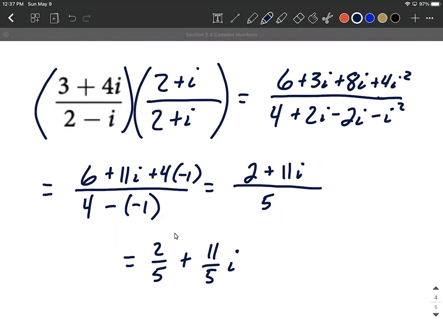All right, hope this helps out as you're working on dividing complex numbers. Just be careful, multiply by that complex conjugate, or the conjugate of the denominator, on each one of these with both numerator and denominator, and take your time simplifying down. You got this.